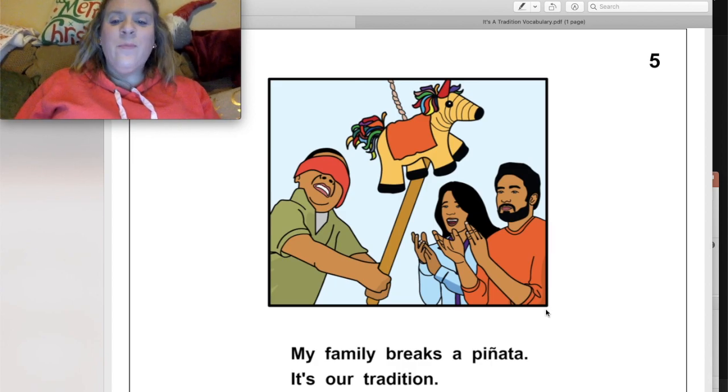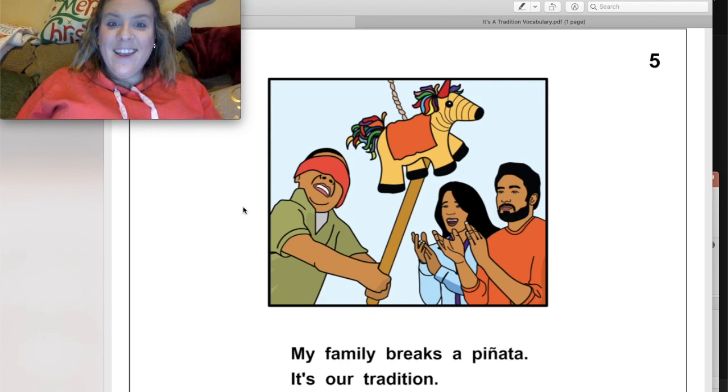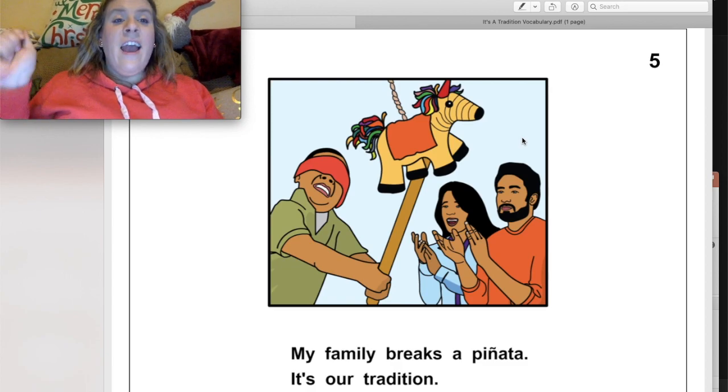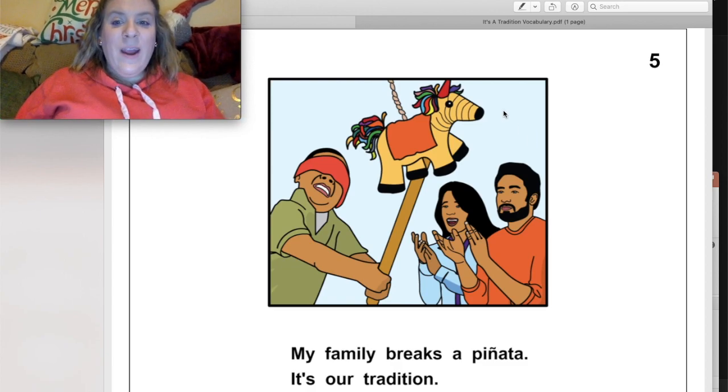This is a fun one. My family breaks a piñata during the holidays. It's our tradition. Now, I know we've read about a holiday, Las Posadas, and that is a holiday where families use piñatas. And we've done this in our class before. It's filled up with candy or little toys, maybe even money, and you have to whack it until you break it. And it is a tradition that some families have a piñata during the holiday season.